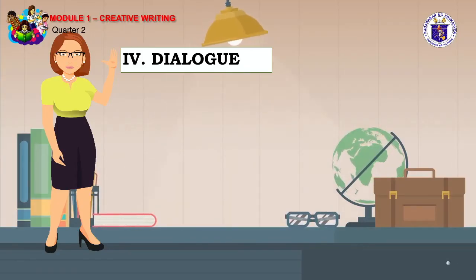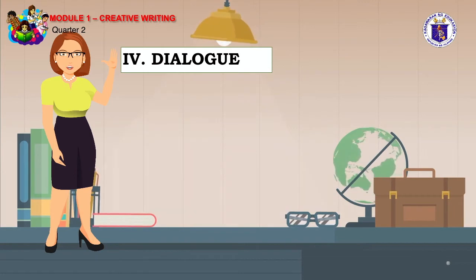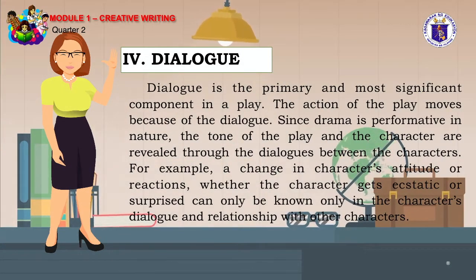This time, class, let us tackle what is dialogue. Dialogue is the primary and most significant component in a play. The action of the play moves because of the dialogue. Since drama is performative in nature, the tone of the play and the character are revealed through the dialogues between the characters. For example, a change in a character's attitude or reactions, whether the character gets ecstatic or surprised, can be known only in the character's dialogue and relationship with other characters.